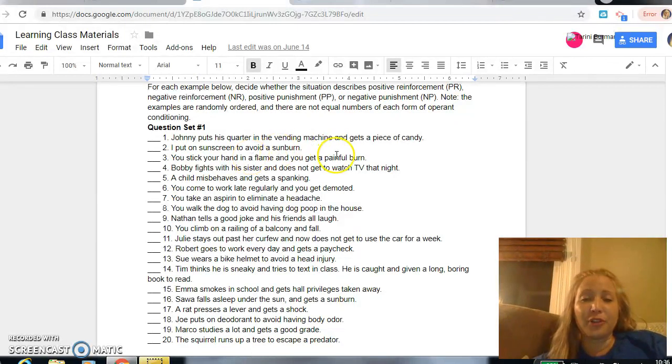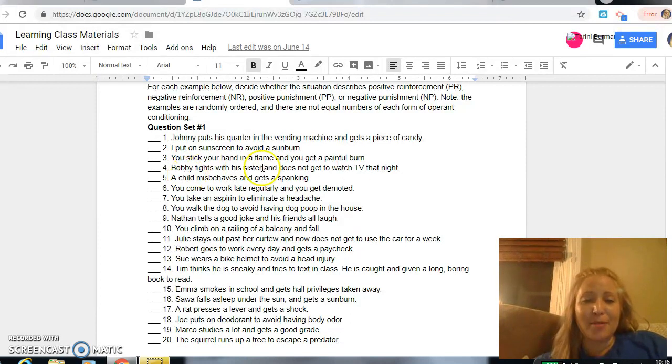You stick your hand in a flame and you get a painful burn. No one wants to do that. What's your behavior? Your behavior is you're sticking your hand in the flame. I don't think any of us would do this, probably by choice. Am I going to be more or less likely to do this in the future? Definitely less likely. Because why? I'm getting the stimulus of the painful burn. So that is positive punishment. I'm adding an aversive stimulus in order to weaken or lessen a behavior.